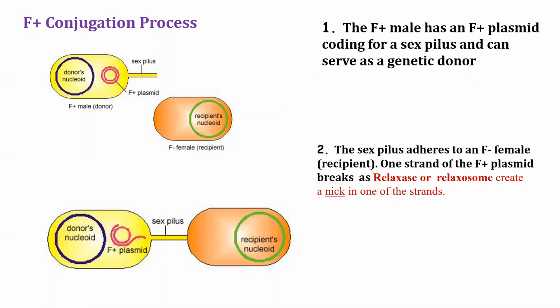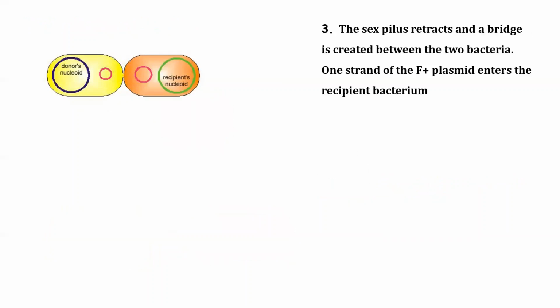The sex pilus adheres to an F minus female, that is a recipient bacteria. One strand of the F plus plasmid breaks as relaxase or relaxosome creates a nick in one of the strands. The sex pilus retracts and a breach, the mating bridge, is created between the two bacteria. One strand of the F plus plasmid enters the recipient bacterium.